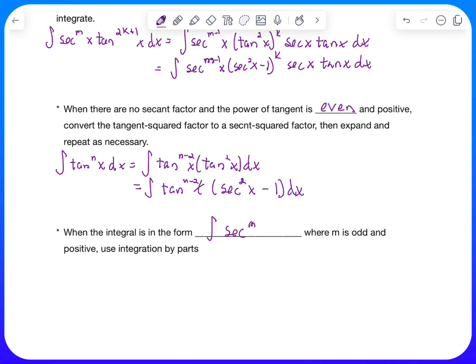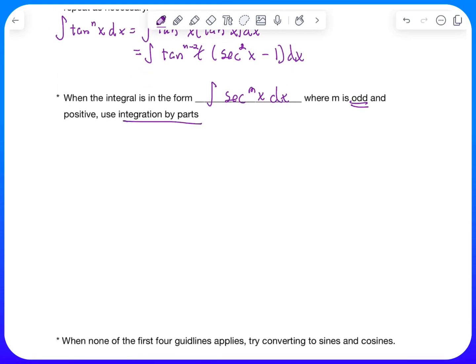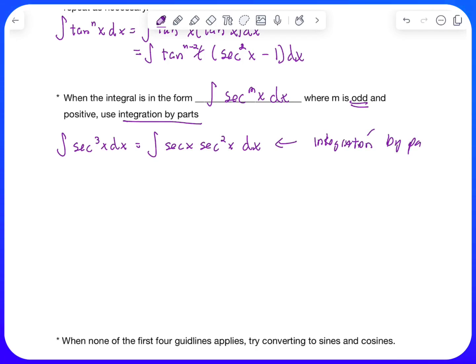Okay, when the integral is in the form of an integral of secant to the m x dx, so I only have a secant term and it's to an odd power, we're going to use integration by parts and some of our past techniques. So I have secant cubed x dx is equal to secant x secant squared x dx. So I separate my secant cubed into secant times secant squared, so I can have two terms and I can apply the integration by parts.